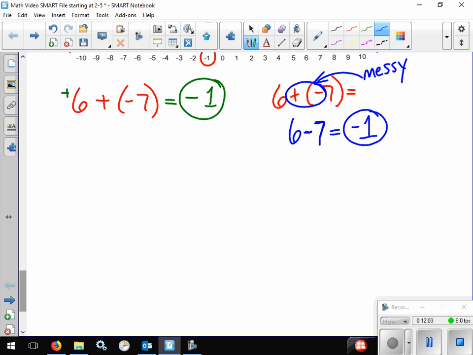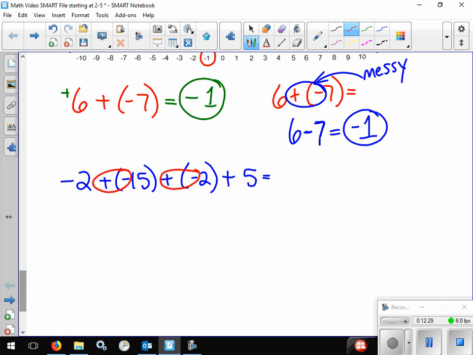So let's try negative 2 plus negative 15 plus negative 2 plus 5. And you're like, whoa, that's a lot. Again, we're just going to clean up the messiness. Clean up the messiness. Okay, so I wrote the problem down first.